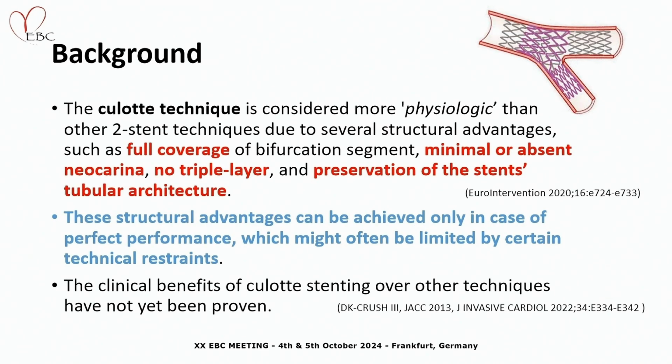The culotte technique is considered more physiologic than other two-stent techniques due to several structural advantages, such as full coverage of bifurcation segment, minimal or absent neocarina, no triple layer, and preservation of the stent tubular architecture. However, these structural advantages can be achieved only in case of perfect performance, which might often be limited by certain technical restraints.